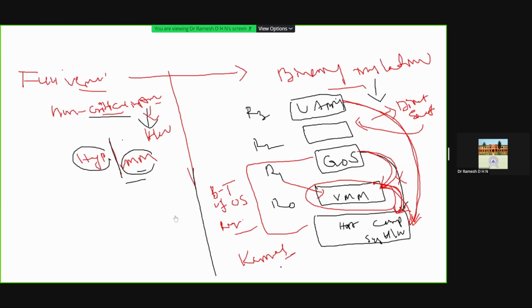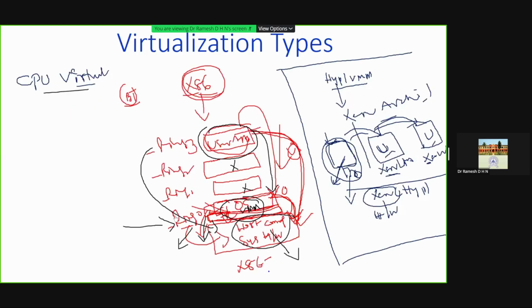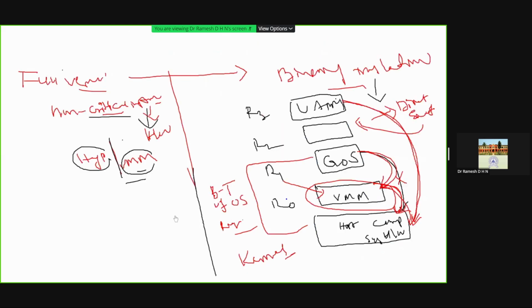Let me repeat, my dear friends. In x86 CPU virtualization, we have not taken the concept of the VMM; now we are taking the first concept, which is called binary translation. What it does is translate the kernel code to replace non-virtualizable instructions with new sequences of instructions that have the intended effect on the virtual hardware. Meanwhile, the user level code is directly executed on the processor for high performance virtualization.